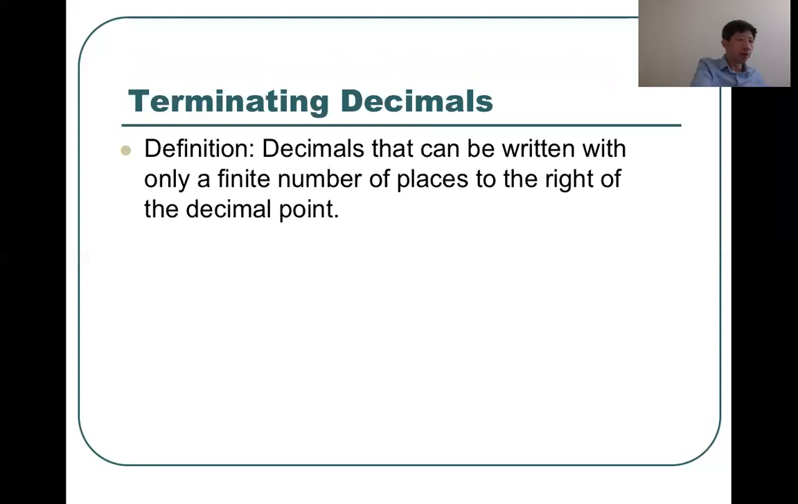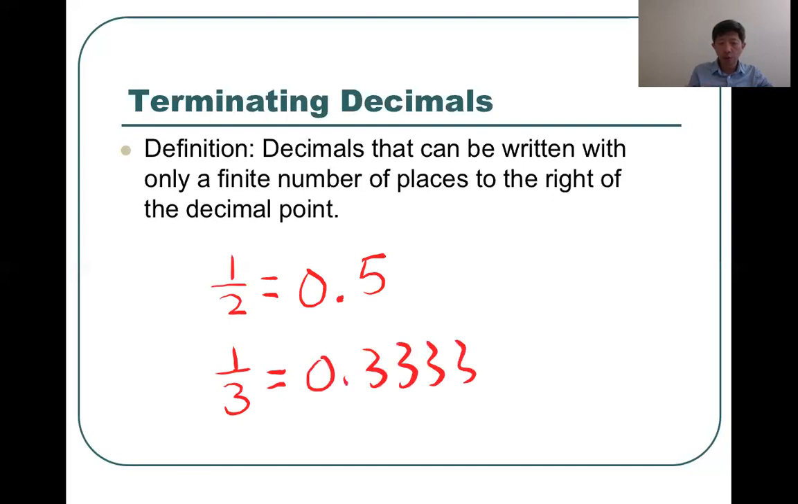Next, terminating decimal. A terminating decimal can be written with only a finite number of places to the right of the decimal point. Okay. So terminating decimal. 1/2. Terminating decimal, yes or no? Which is 0.5, right? Yes. 1/3. Terminating decimal, yes or no? 0.333, never ends. It's a 333, right? No. So this one is not a terminating decimal.